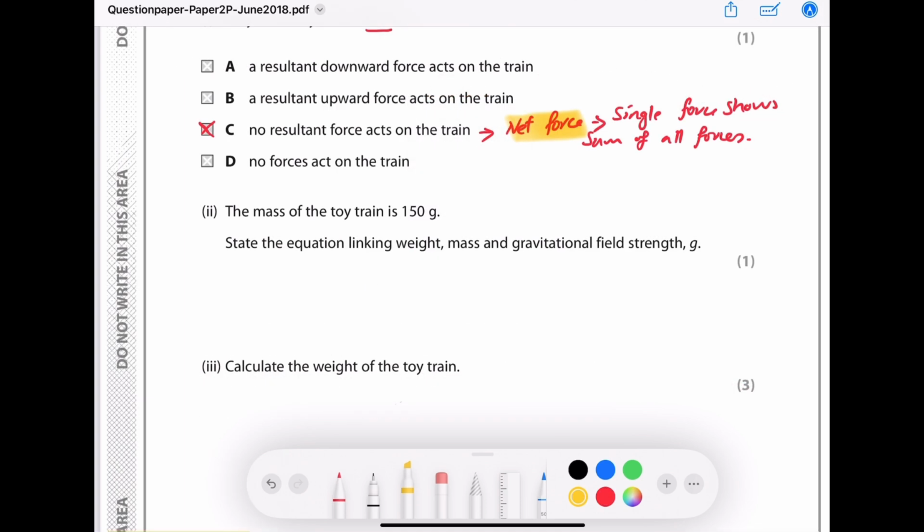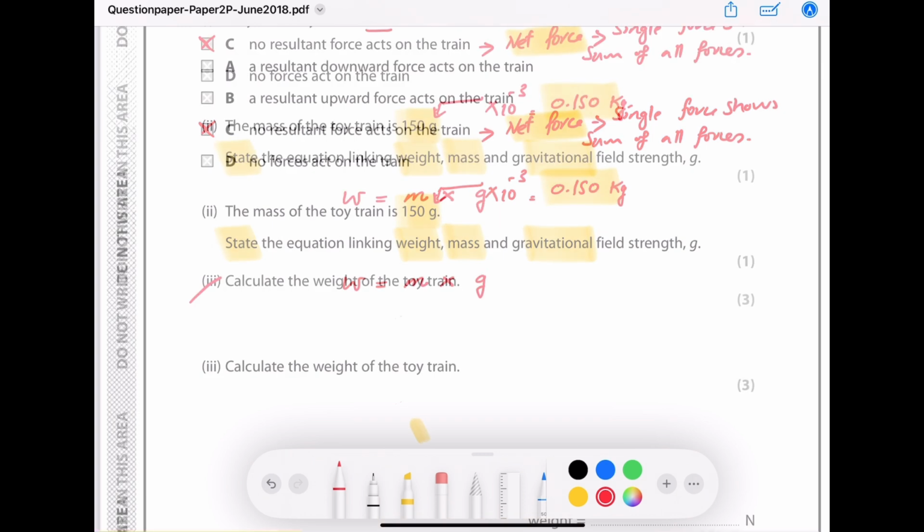Part two, the mass of the toy is 150 gram. Remember, if a mass is given in gram, multiply by 10 to the minus 3, so it's going to be 0.150 kilogram. Do the conversion before reading. State the equation linking weight, mass and gravitational field strength. So the weight, W, equals mass times g, which is gravity.